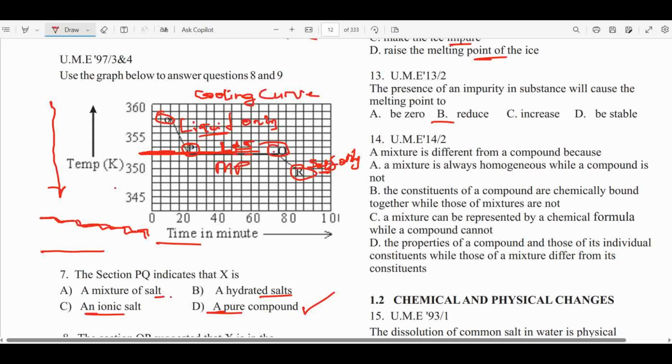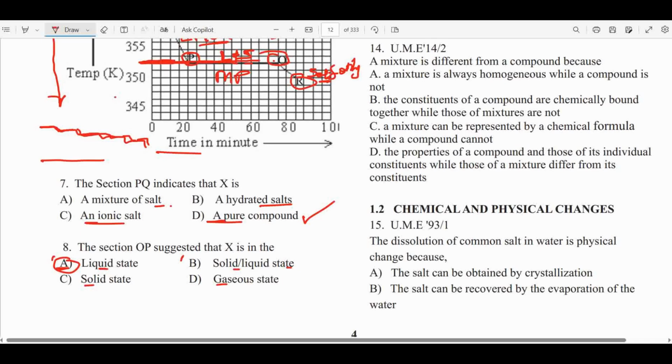Question number 14. A mixture is different from a compound because A, a mixture is always homogeneous while a compound is not. B, the constituents of a compound are chemically bound together while those of mixtures are not. This is true. C, a mixture can be represented by chemical formula. No. D, the properties of a compound are those of its individual constituents, while those of a mixture differ from its constituents. No. So the answer to this question is option B.